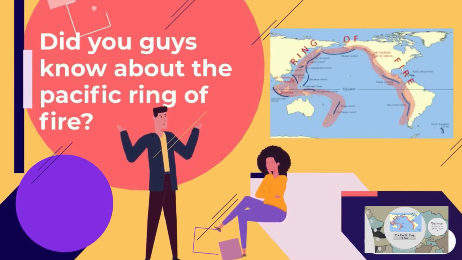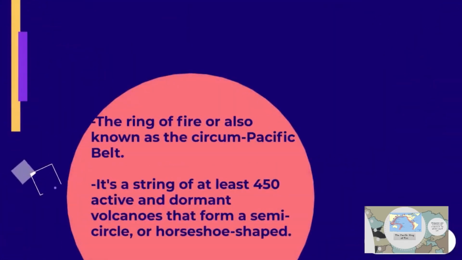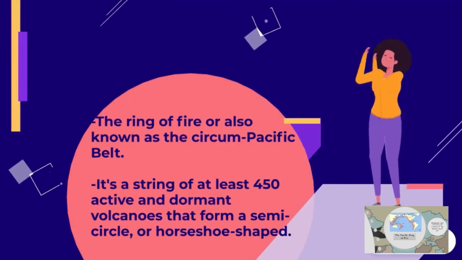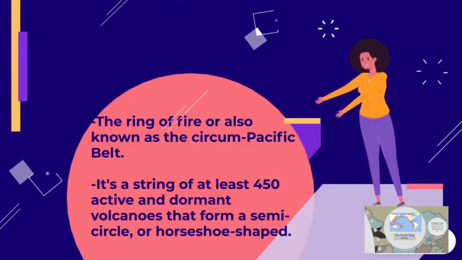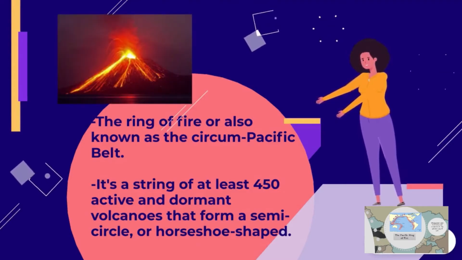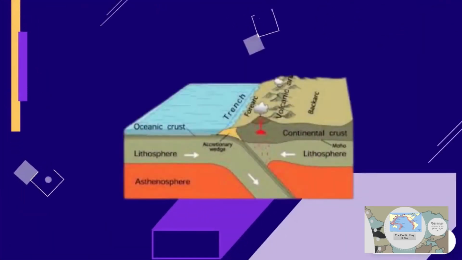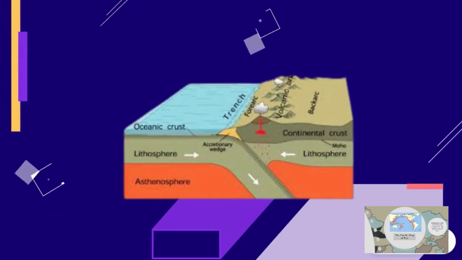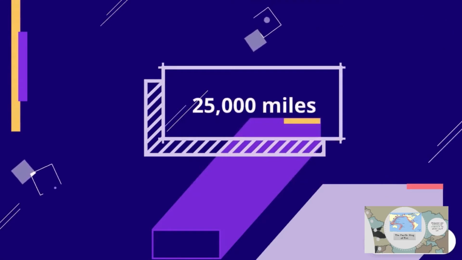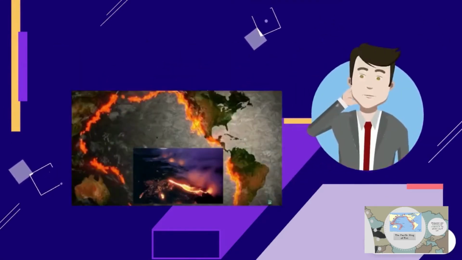The Ring of Fire, also known as the Circum-Pacific Belt, dominates the Pacific Ocean. It is a string of at least 415 active and dormant volcanoes that form a semicircle or horseshoe shape around the Philippine Sea Plate, the Pacific Plate, Juan de Fuca and Cocos Plate, and the Nazca Plate. There's a lot of seismic activity in the area. Volcanoes line the belt throughout its length, which is 25,000 miles. Thus, it is called the Ring of Fire.